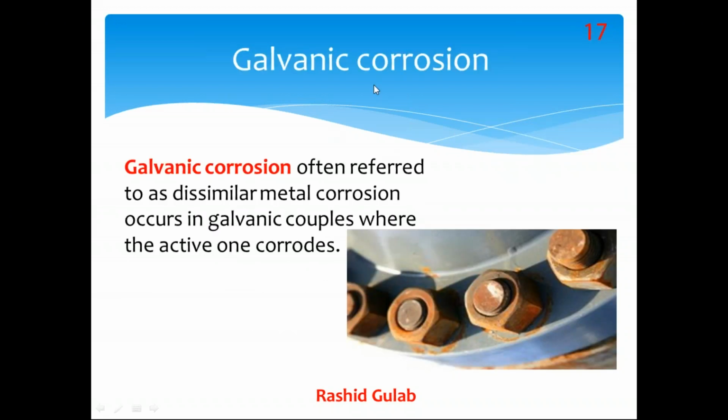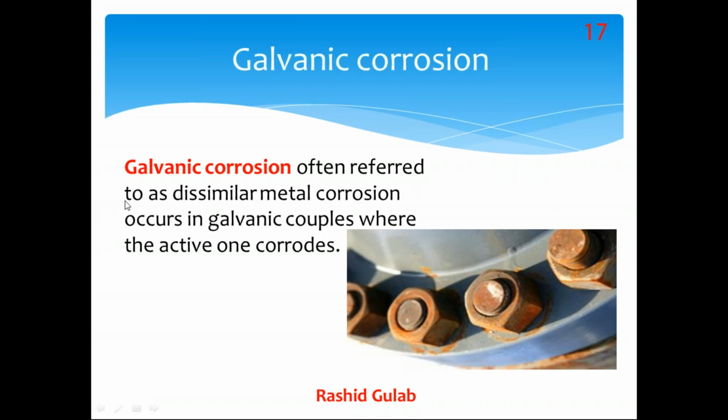Now what is galvanic corrosion? You can also say that this one is bimetallic corrosion, meaning two dissimilar items come together in contact, for example SS and CS, stainless steel and carbon steel. When they are joined together, this galvanic corrosion will occur.